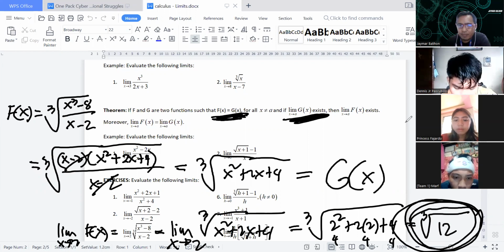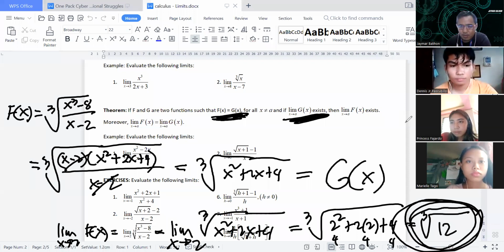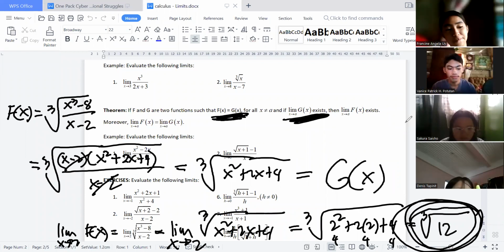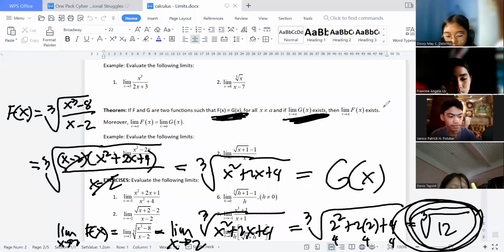Understood? Everyone? Any questions before going to the next problem? Any questions? None? I want to hear from you. Do you have any question? Do you have any question? Sakura, do you have any question? What is your g of x? Is it square root of x squared plus 2x plus 4? Ay, cube root. Okay. How about Vanis, do you have any question?